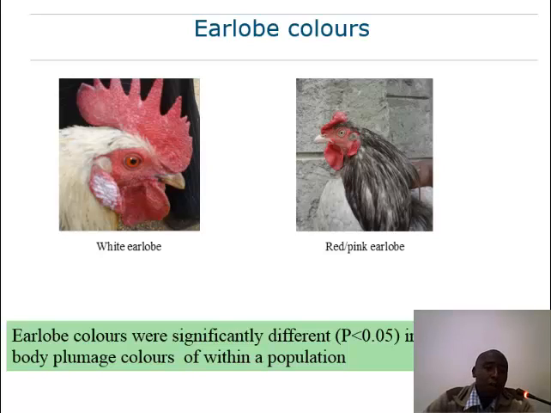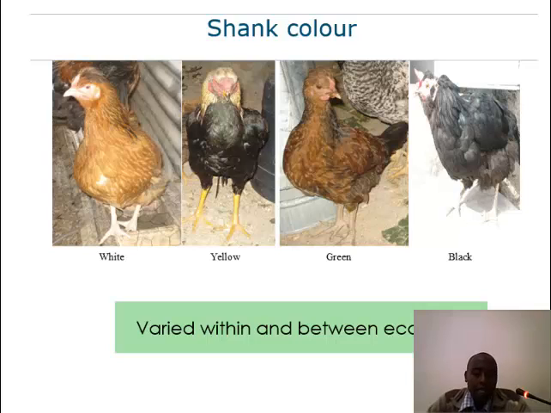In terms of earlobe colors, 3 types of earlobe colors were recorded. That is the white, the red and pink. And there was a significant difference between the body plumage colors within a given ecotype. As you can see there, we have the white one, and then we have the red, or sometimes we call it the pink earlobe.